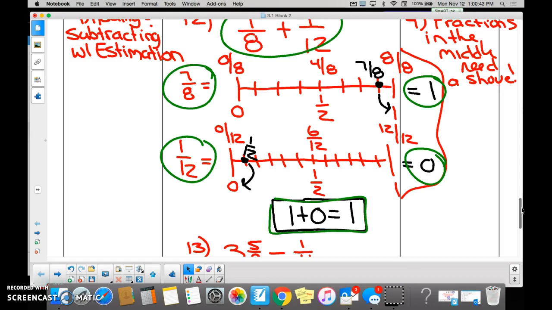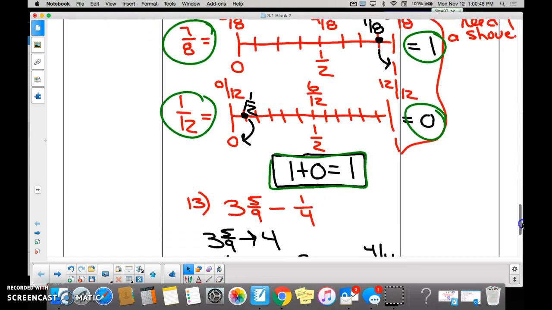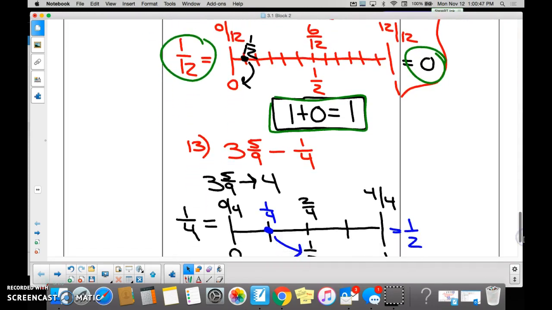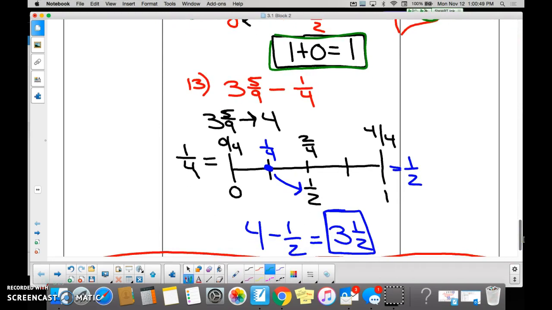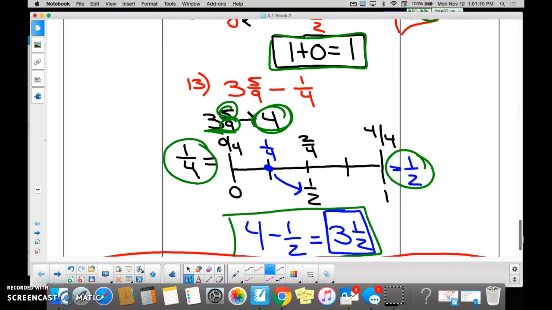1. And then the last thing I want to point out to you is number 13. In this case, you had a mixed number and a fraction. The mixed number doesn't need any work. Yes, no? So it's going to be either 3 or 4. We decided it was 4, because this is at least half of this, right? And then 1/4, we made our number line and determined that it was 1/2, right? Yes. So our new problem was 4 minus 1/2, and we got 3 1/2.